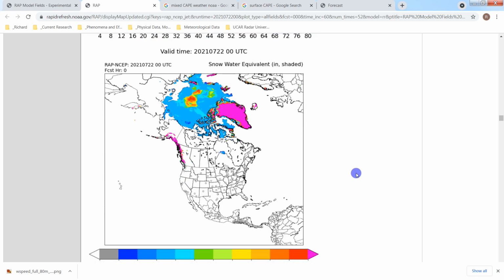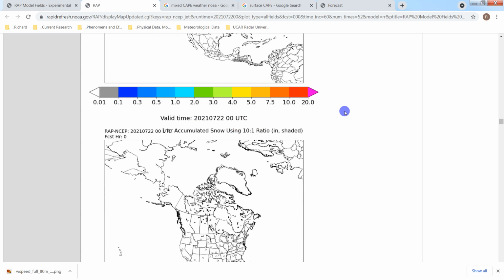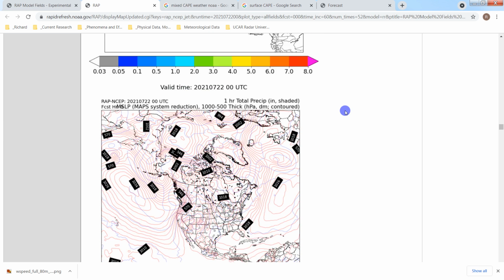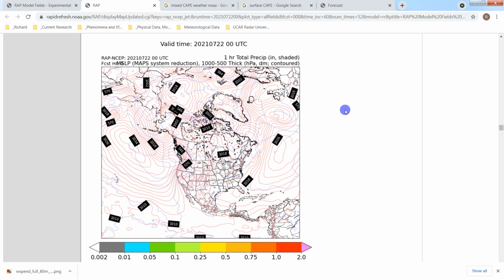Snow water equivalent in inches. Shame on you. Centimeters, people, at least centimeters. I don't mind tenths or hundredths of a meter, or millimeters even. Just put it in scientific notation. There. So there's that. Snow, accumulated snow. It's the middle of the summer in the United States. One hour total precipitation in inches. Again with the inches. That's really hard to see. I can barely.